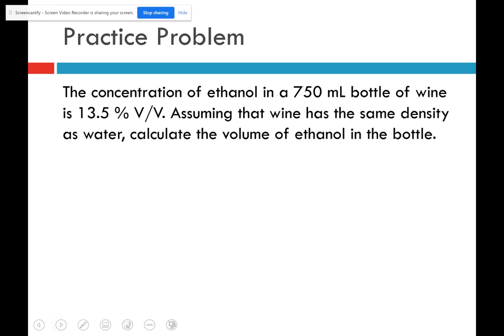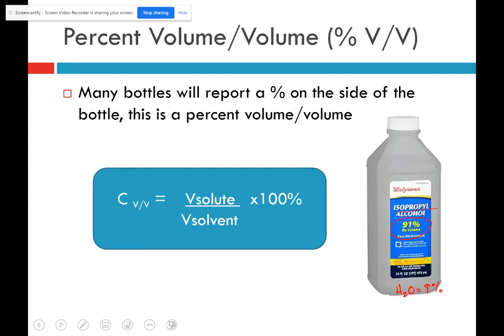So here's an example. It says the concentration of ethanol in a 750 milliliter bottle of wine is 13.5% volume by volume. Assuming the wine has the same density as water, calculate the volume of ethanol in the bottle. Okay, so we're going to say that our percent volume by volume is going to be the volume of our solute over the volume of our solution, okay, multiplied by 100%.